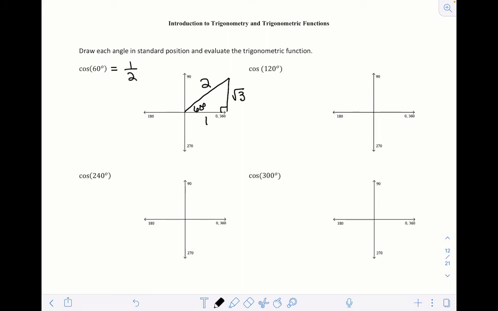Now what about cosine of 120 degrees? So 120 degrees is in between 90 and 180. That means that we would rotate around, and this would end up in quadrant 2. How could we find the value for the trig function at 120 degrees? Well, we could actually still draw the right triangle, but now that we're in a different quadrant, it'll change a little bit. So I can still just drop down that vertical to make my right triangle here.